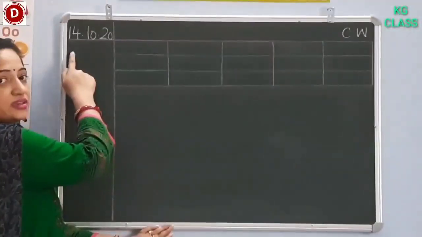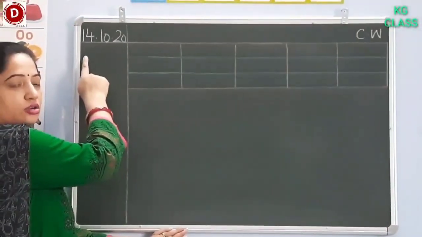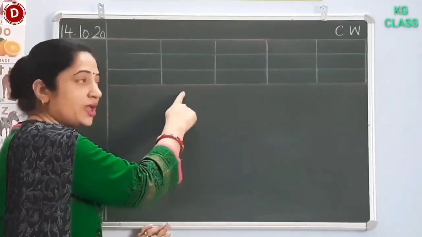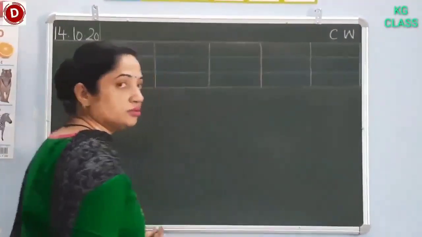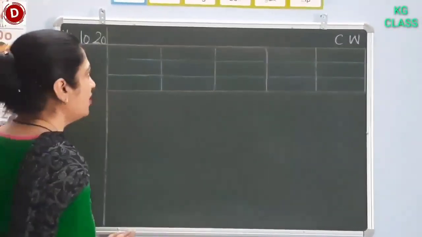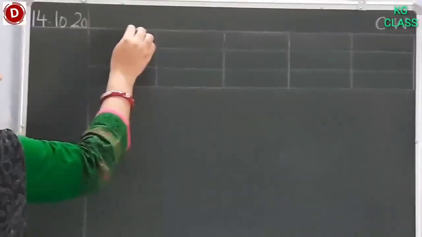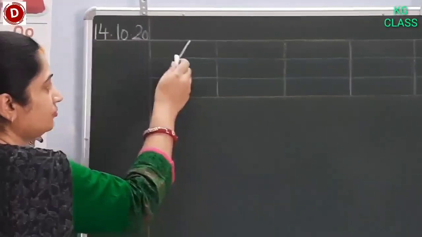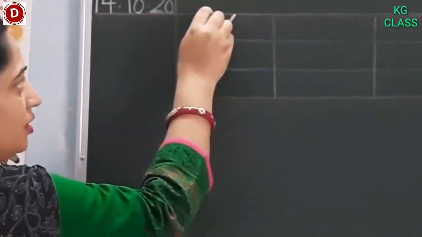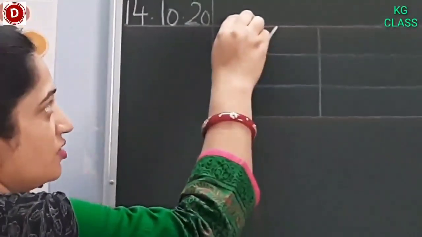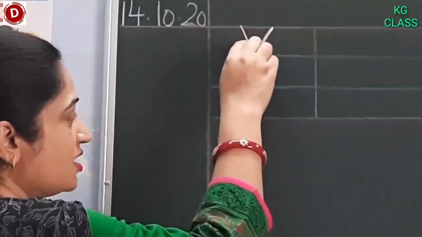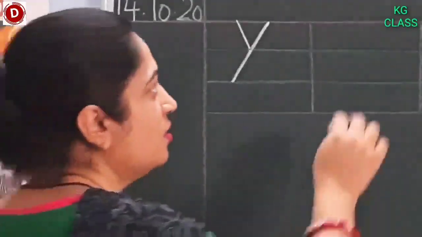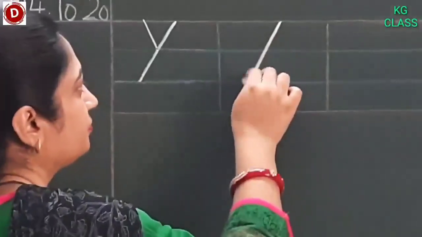Children, this is today's date. Today is 14th October. Children, in the first two blocks you have to write capital Y, and the next three blocks you will write capital Z. Now let's start. For capital Y, from the red line we have to make a slanting line like this. And then again, in the inner portion we will start from the red line and make a small slanting line till the first blue line. Like this you have to write capital Y.